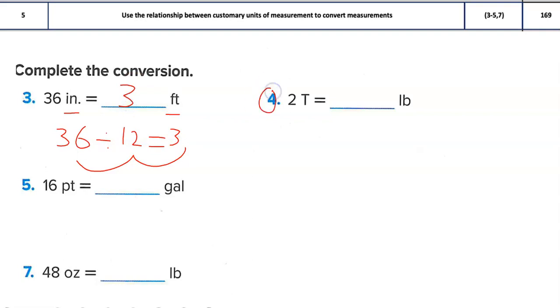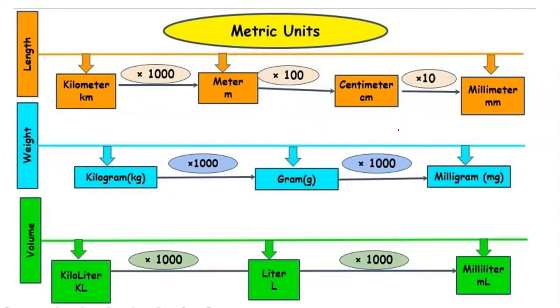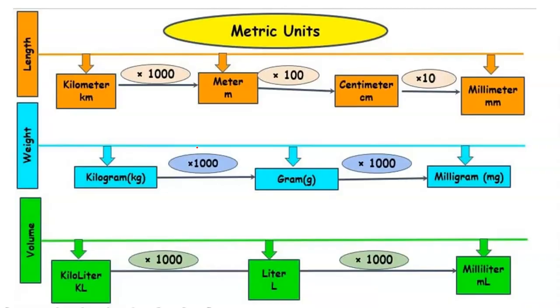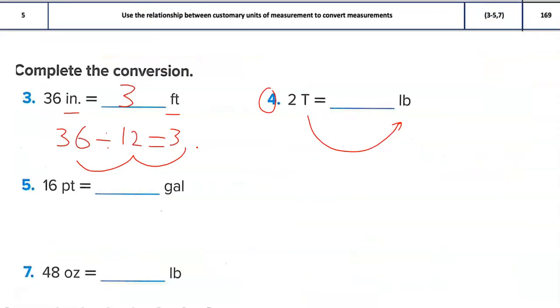Here I want to change from ton to pound. Let us go up to the guide we have here. From ton to pound, from large to small, I multiply by 2000. So 2 multiplied by 2000 equals 4,000 pounds. So the answer here is 4,000 pounds.